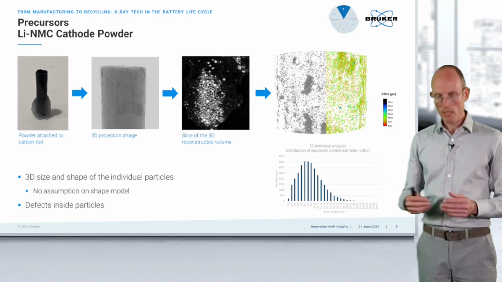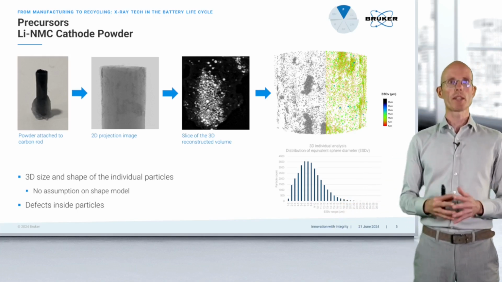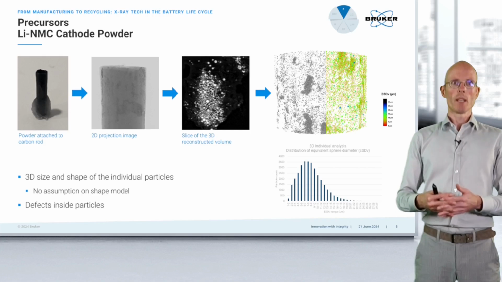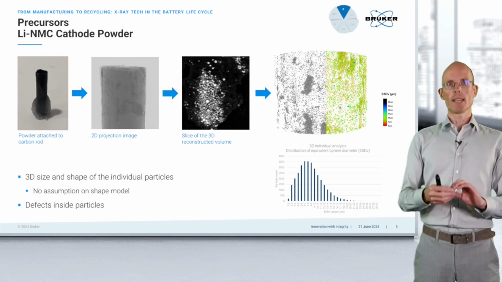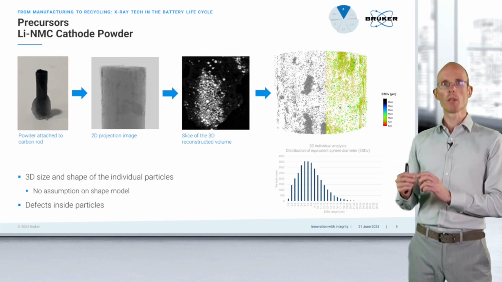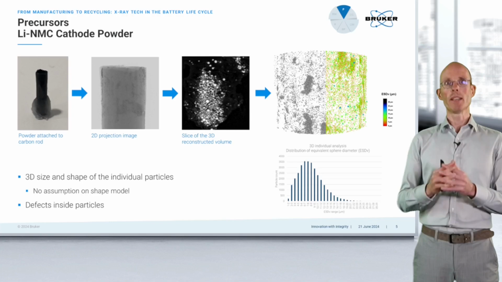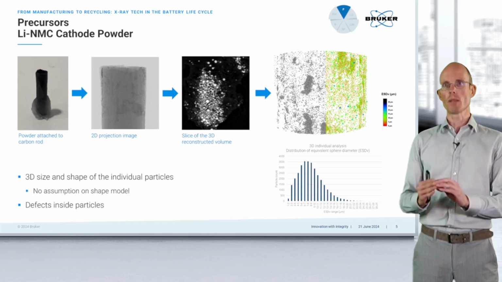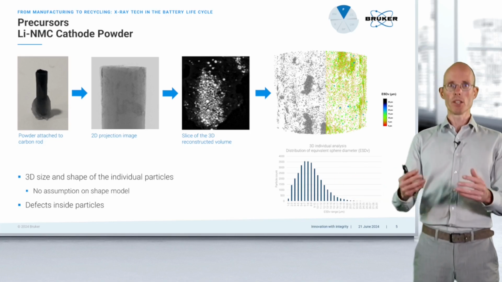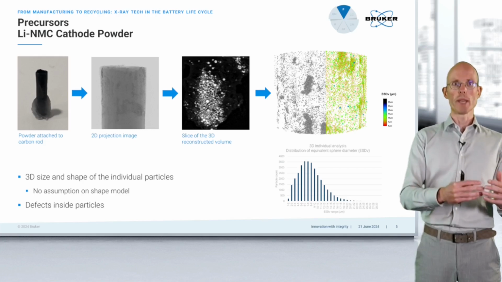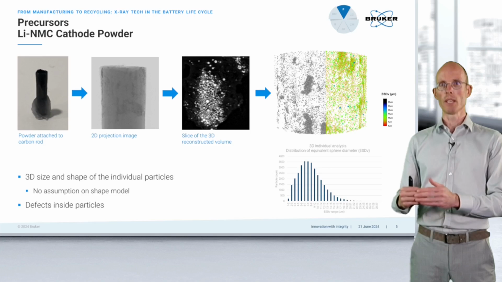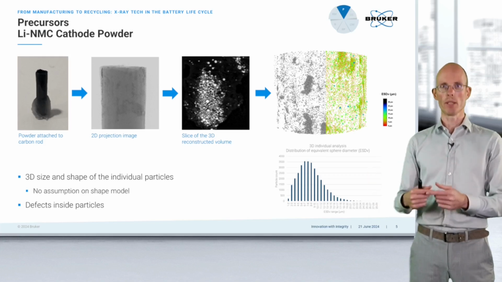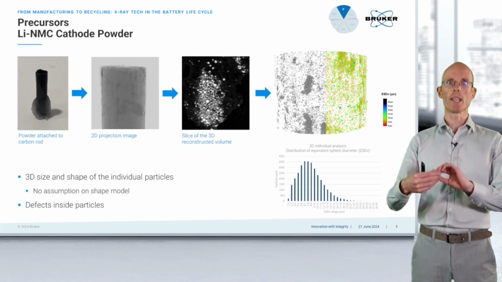Now that's something that's typically done with light microscopy or laser scattering. XRM, in this case, gives some additional information because you really get the 3D size and shape of the individual particles. Already in this experiment, there are more than 50,000 particles that are individually characterized without making any assumptions on the shape model, like, for example, in laser scattering. In addition, you can also get information about potential defects inside the particles. That is relevant because these defects inside particles can later on, when you are calendering your cathode, result in cracking of the particles.